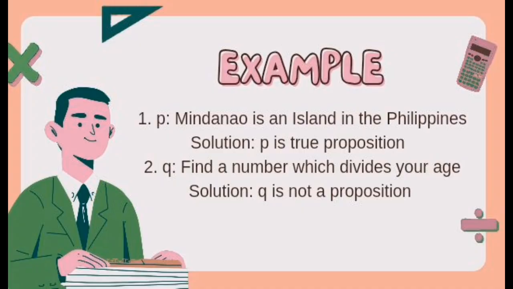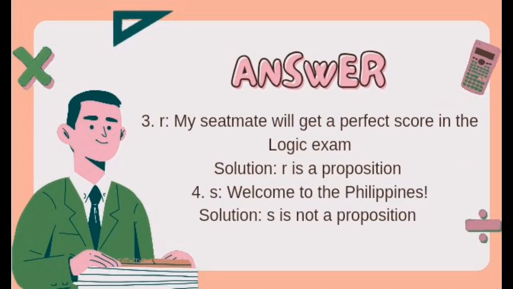Second, the proposition Q: Find a number which divides your age. Q is not a proposition since finding a number that divides your age is not a declarative sentence.